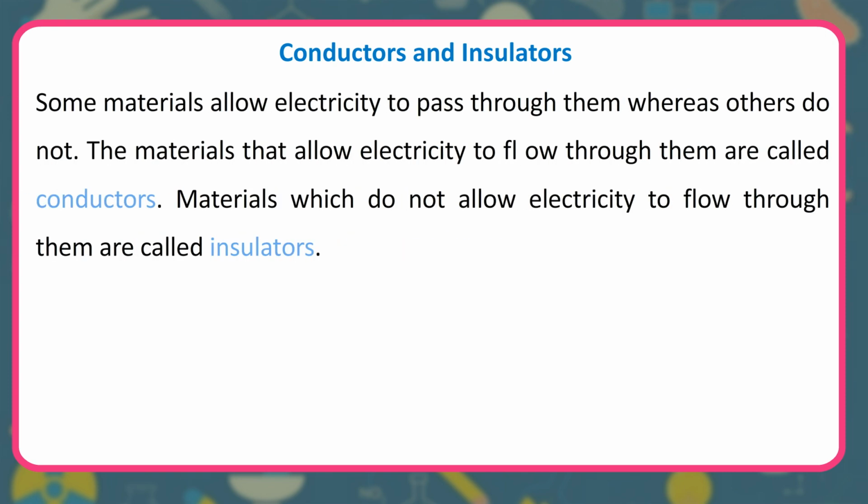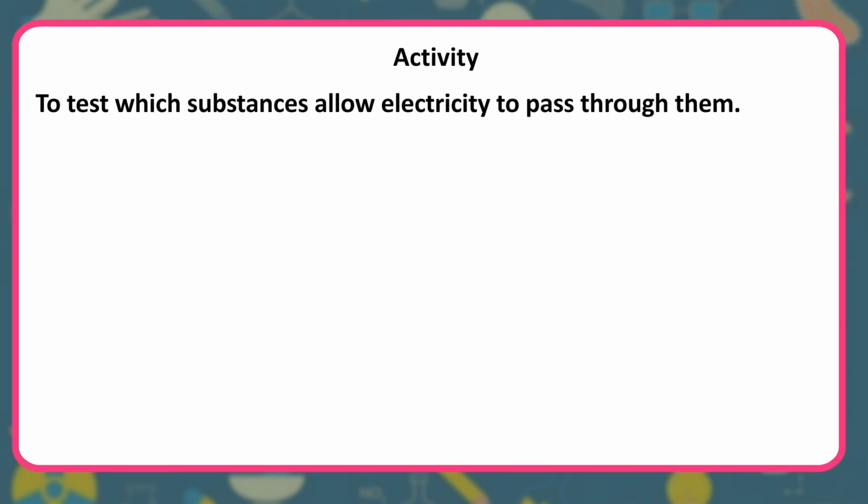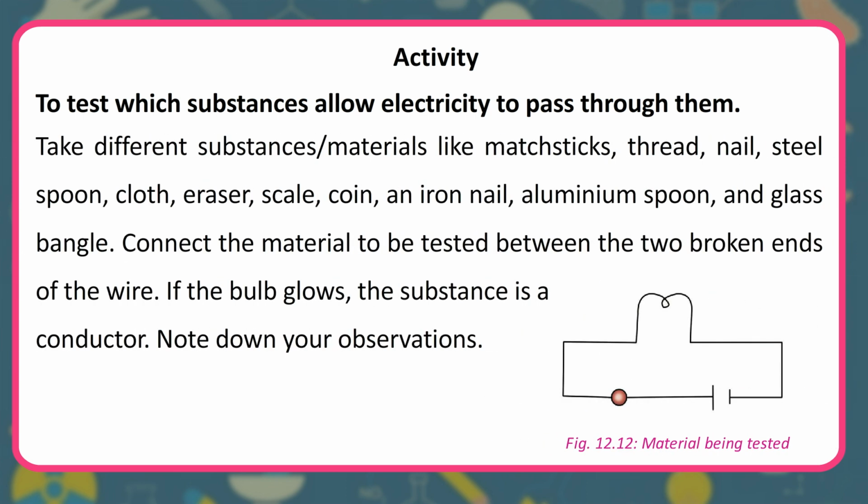Conductors and insulators. Some materials allow electricity to pass through them whereas others do not. The materials that allow electricity to flow through them are called conductors. Materials which do not allow electricity to flow through them are called insulators. Activity. To test which substances allow electricity to pass through them, take different substances/materials like matchsticks, thread, nail, steel spoon, cloth, eraser, scale, coin, an iron nail, aluminium, spoon, and glass bangle.